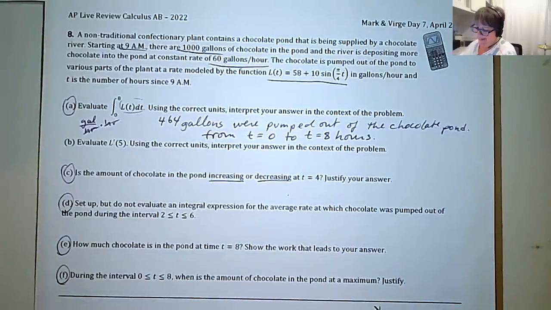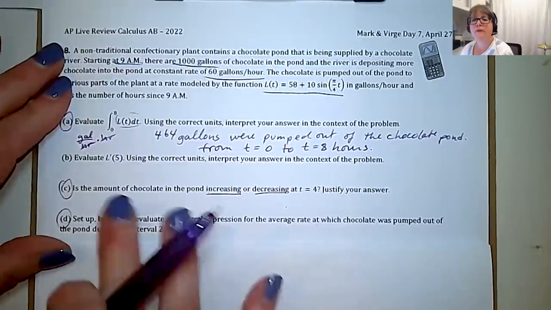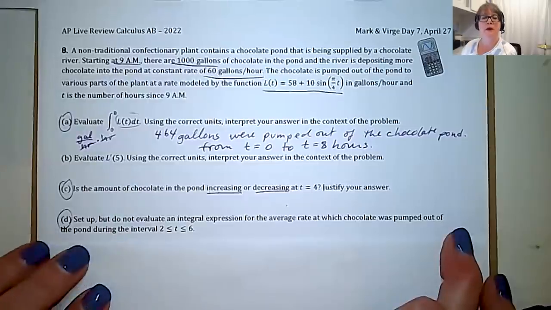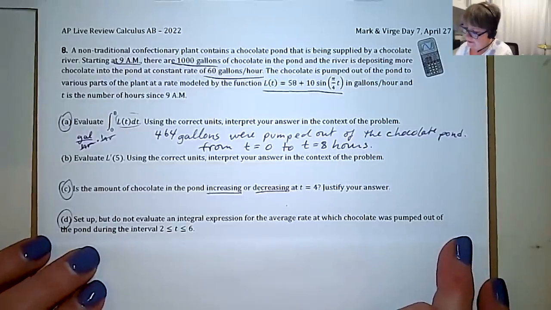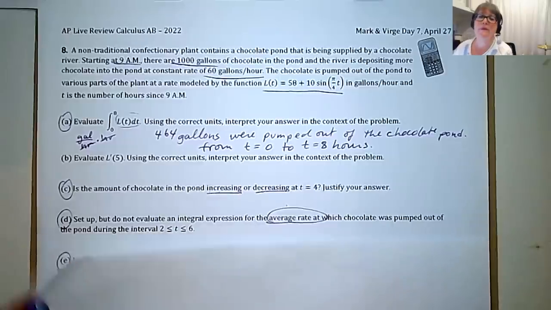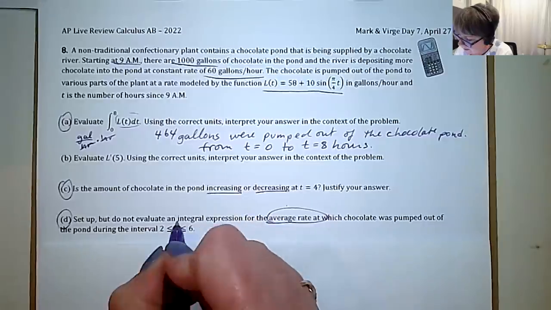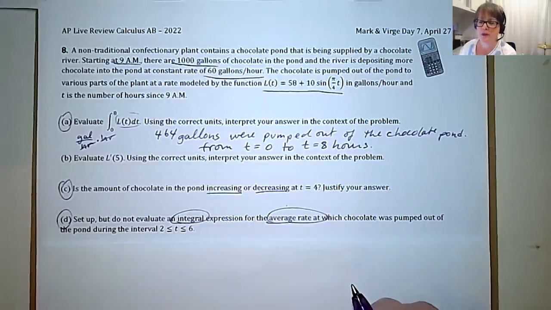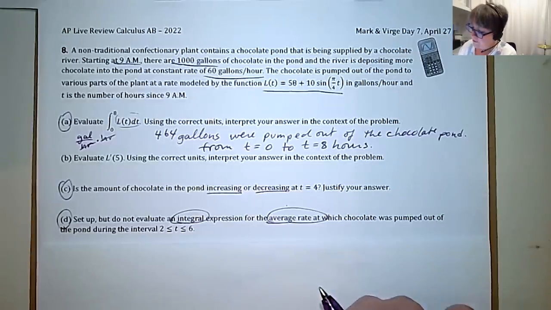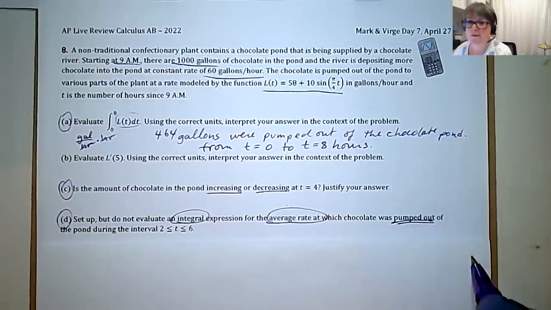All right. Part D says set up but do not evaluate an integral expression for the average rate at which chocolate was pumped out of the pond during the interval from 2 to 6 inclusive. So the average rate at which chocolate was pumped out, that to me sounds like I need to, and they're also saying set up an integral. So these are some keys here that I'm thinking to myself, I need to really kind of set up the average value of this rate of the pumped out, so the leaving.